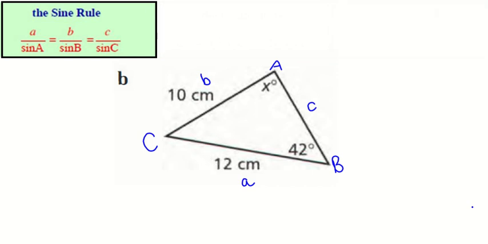So we have lowercase a, and we're trying to find x degrees, which is capital A. We also have lowercase b over capital B. So we would choose the sine rule, and we would only need the two ratios here, a over sine A and b over sine B, to help us rearrange for sine A to find x degrees.